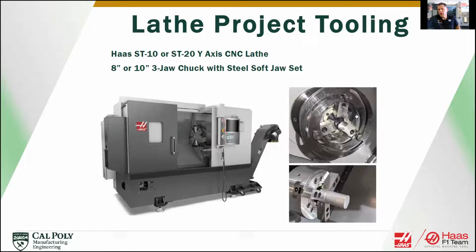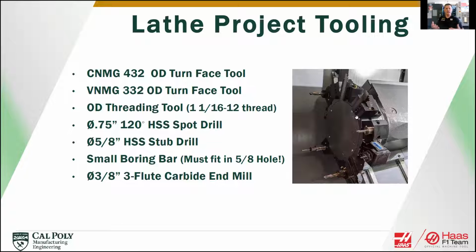And the tooling for this project, in terms of cutting tools, you can get it done with a CNMG, a VNMG, and then some sort of OD threading tool to do that 1 1/16 inch -12 thread. You need a 3/4 inch, 120-degree spot drill, a high-speed steel 5/8 inch stub drill, small boring bar, and a 3/8 inch bull end mill with a 15 thou radius.